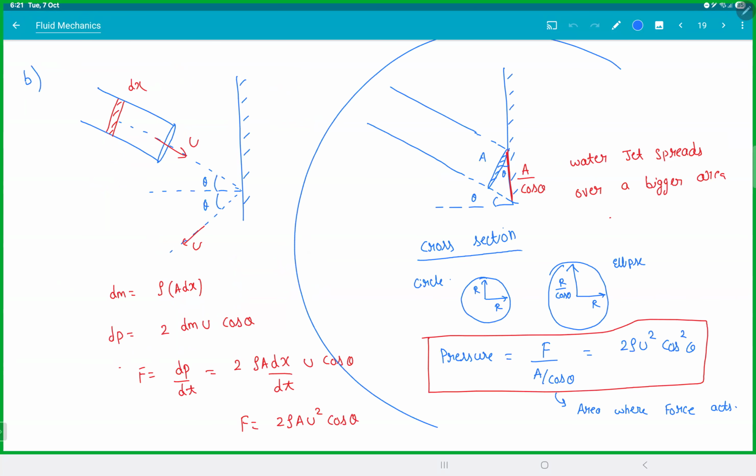Look at this discussion. Whenever the water jet hits at an angle, the water jet actually spreads out. The circle becomes an ellipse, because in one direction it is spreading, in one direction it remains the same. So the area becomes A by cos theta. So when you say pressure, it is not F by A, it is force by the area where it hits, A cos square theta, if you remember. So I will write that, page 19.